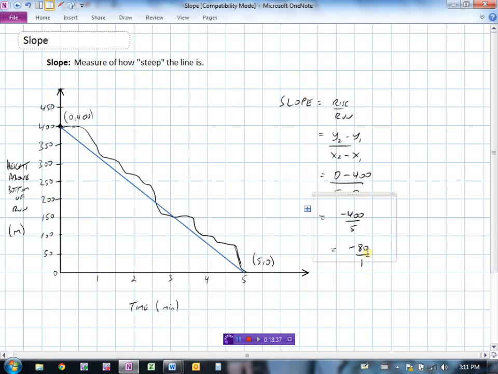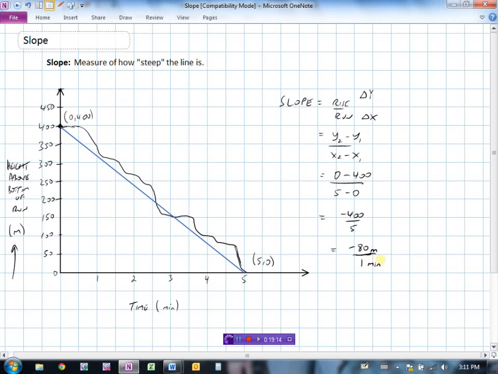Now, what does this mean? Well, slope has a lot of meaning in this application because the rise, my change in the y values, is my height above the bottom of the run, which is in meters. So these units here are going to be meters, and my run is the change in the x value, which is time in minutes. So what I can say from the slope is that on average on that ski run that we went down to the bottom, I dropped, so minus 80 meters per minute.